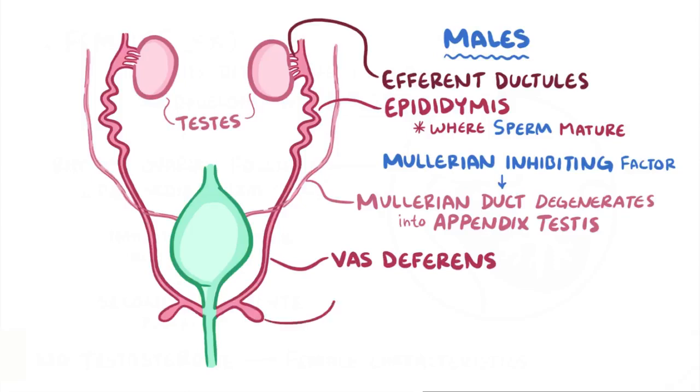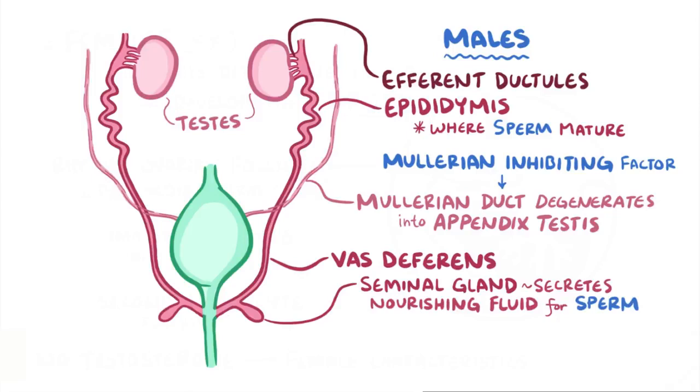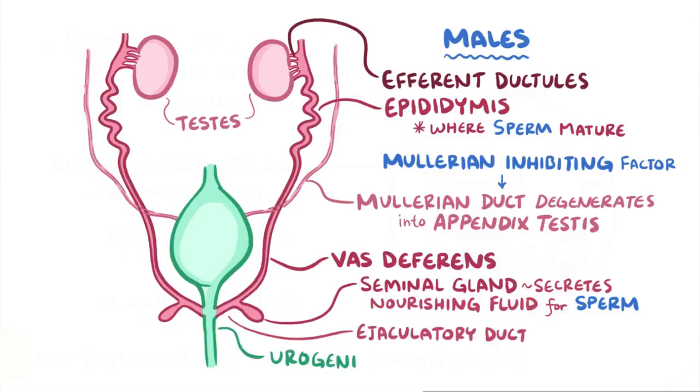An accessory gland called the seminal gland develops from each vas deferens, and it secretes a nourishing fluid for the traveling sperm. At the end of each vas deferens, below the opening of the seminal glands, there's an ejaculatory duct, which opens into the urogenital sinus, which forms the male urethra.